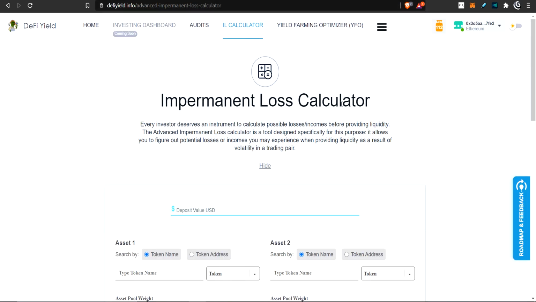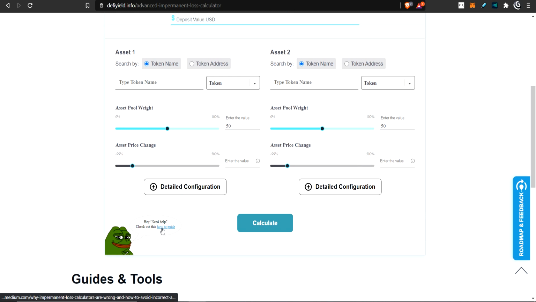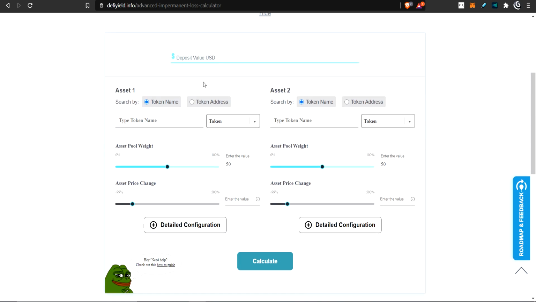Okay, so when you first come in here, you get prompted with the impermanent loss calculator, and here's the input section. Down here you can click on this and it'll take you back to that Medium article that I went through already. There's a few things you need to put in here.